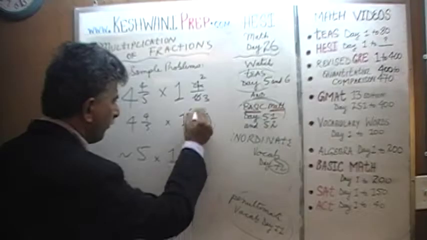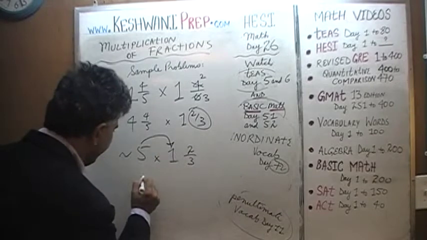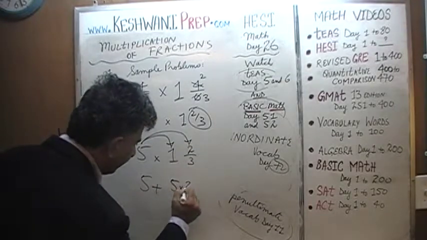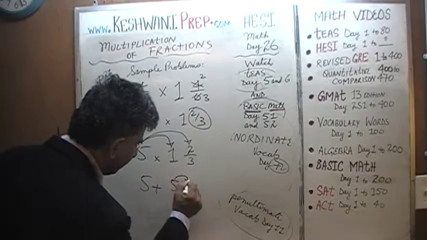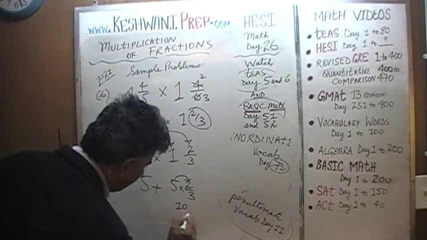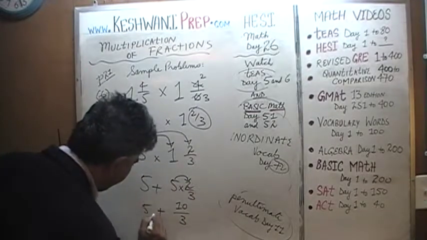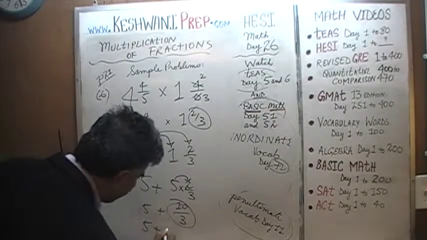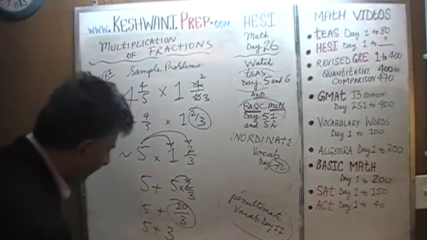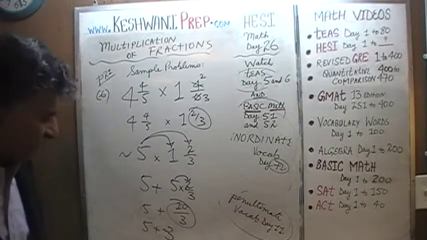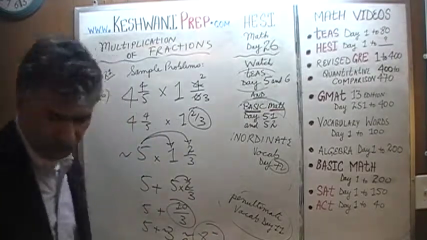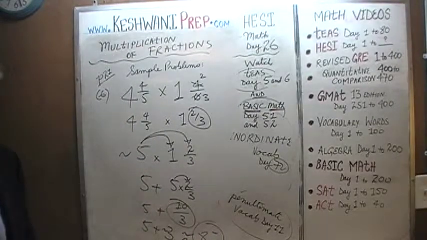5 times 1 is 5, plus 5 times 2 thirds. 5 times 2 is 10, so it's going to be 10 over 3 plus 5, and 10 over 3 is approximately 3. So 5 plus 3, the answer is going to be around 8.